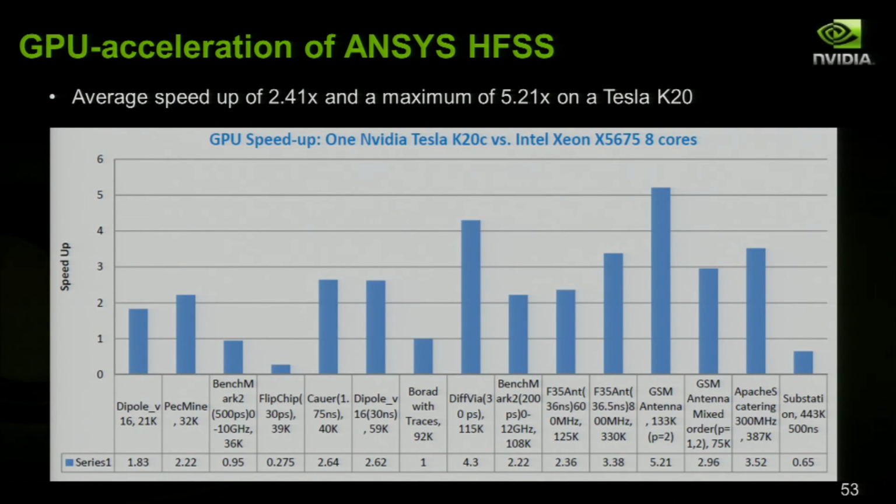So just briefly, ANSYS HFSS supports transient analysis in 15. The benchmarks are done over a range of problems. And an average speedup of 2.4x over a single CPU socket is observed in these benchmarks, and a maximum speedup of almost 5.2x against a Tesla K20X when paired up with a CPU socket. Which again shows pretty good performance on ANSYS HFSS.